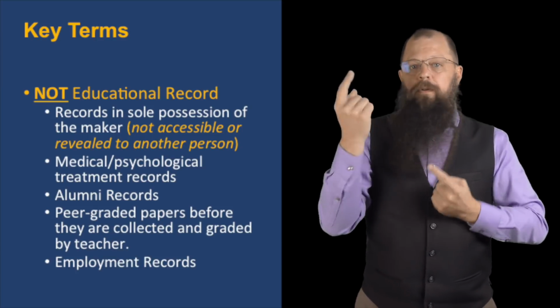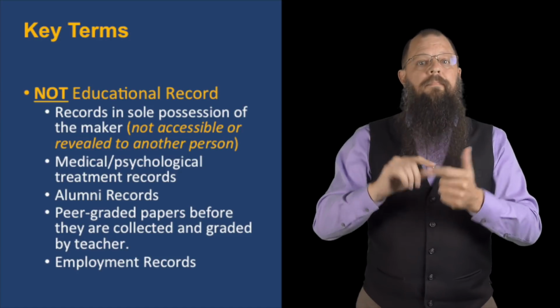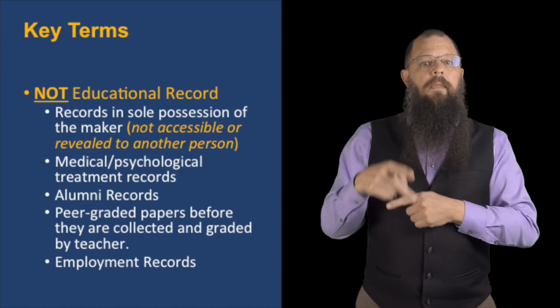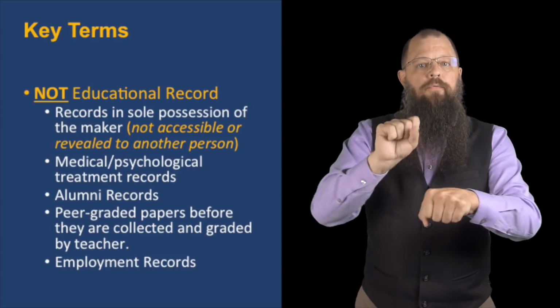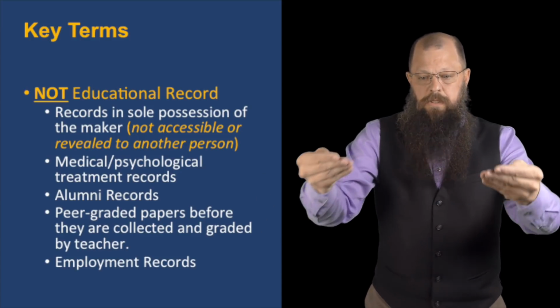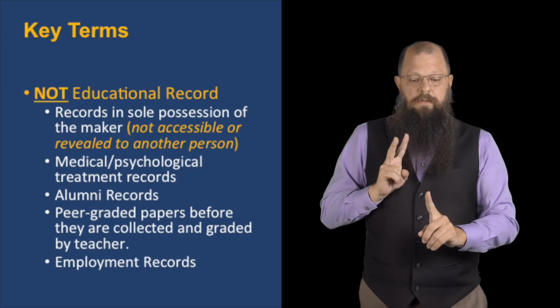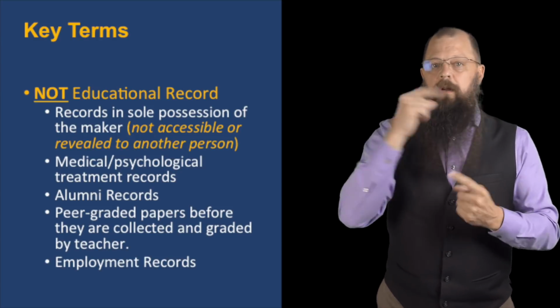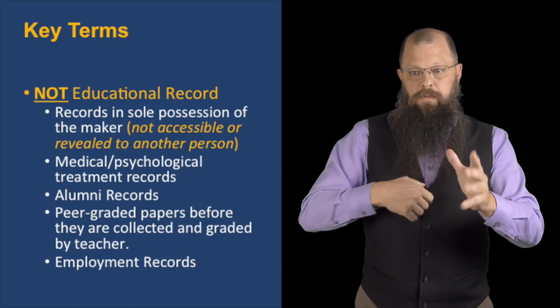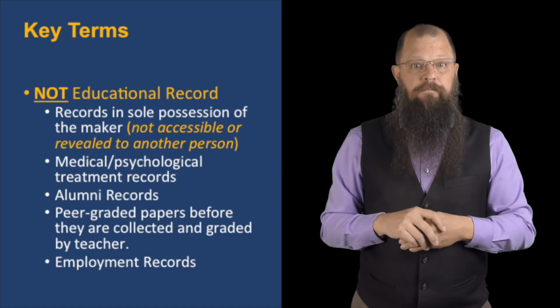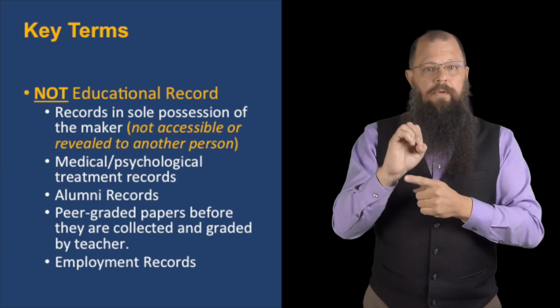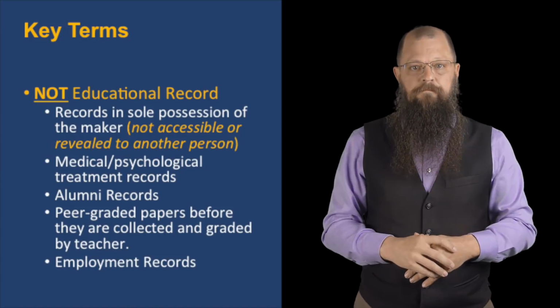Other examples of non-educational records include medical or psychological treatment records, alumni records, peer-graded papers, meaning they are swapped between peers and then graded. Upon collection and assigned grades by the teachers, they then become an educational record. And finally, employment records are not considered educational records.